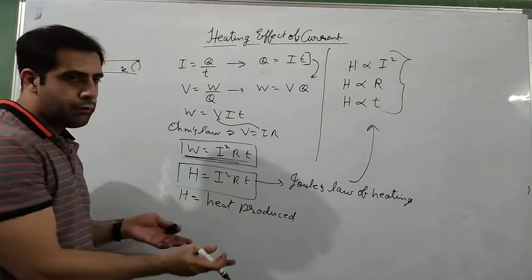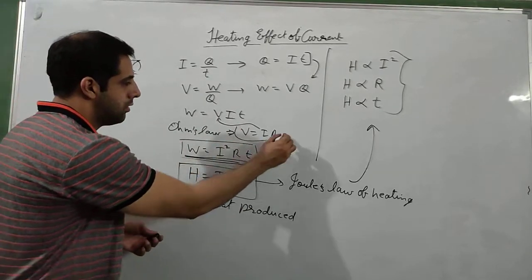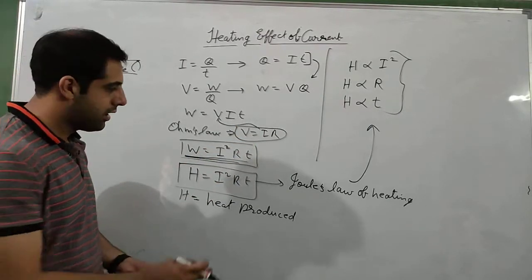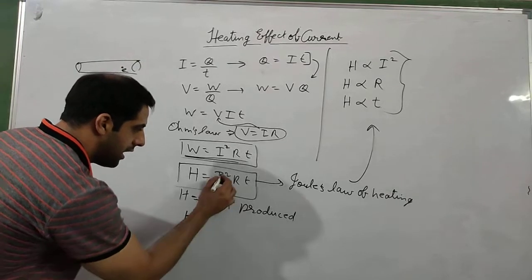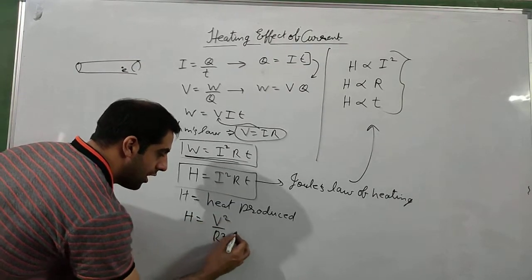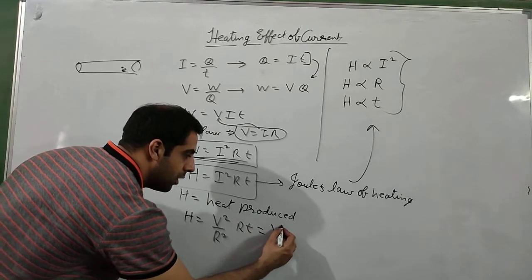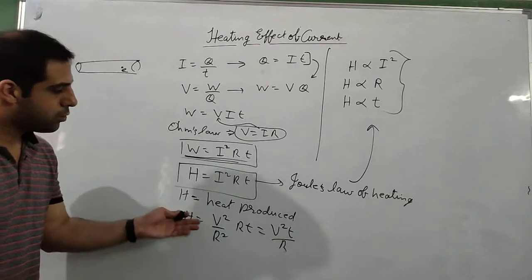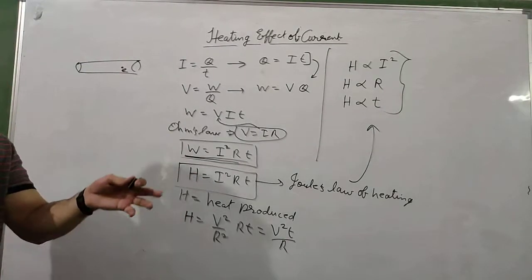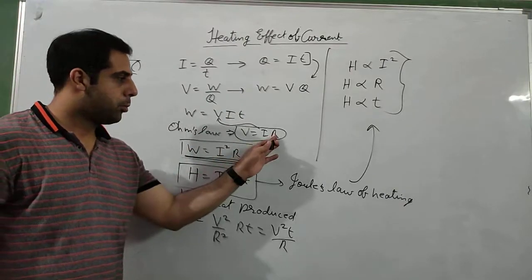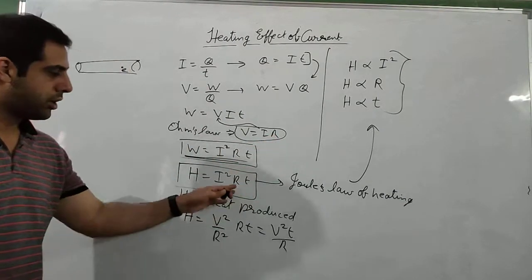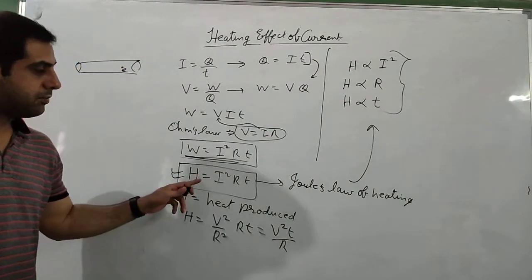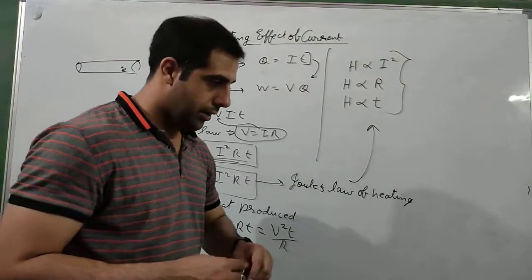Also you can change the form of the formula by using the same Ohm's law. Here V equals IR, so I can take I equals V upon R and put it here. Then I square RT becomes V square by R square times RT. So this will become equal to V square T by R. So this is another form. And there is one more form, you can find it yourself using the same method: take the value of R from here and put it in this formula. So there are many forms, but this is Joule's law of heating.